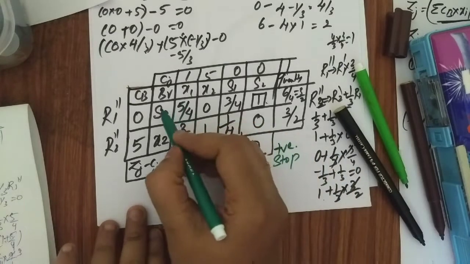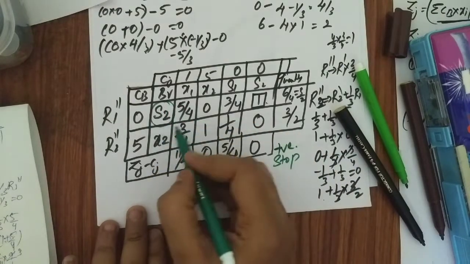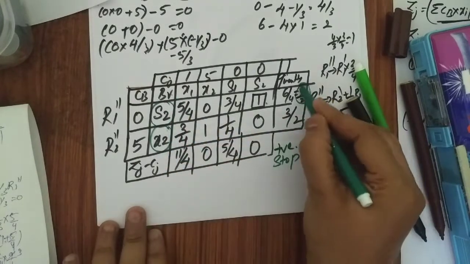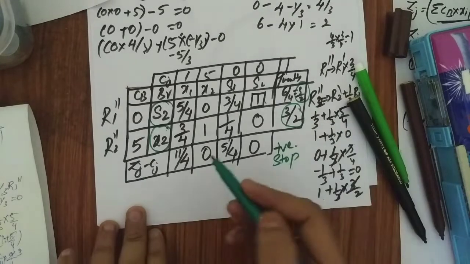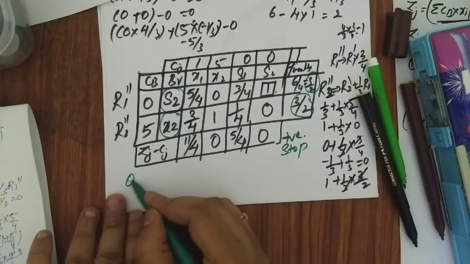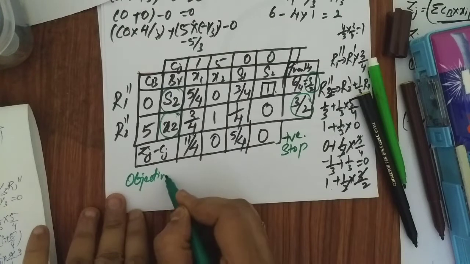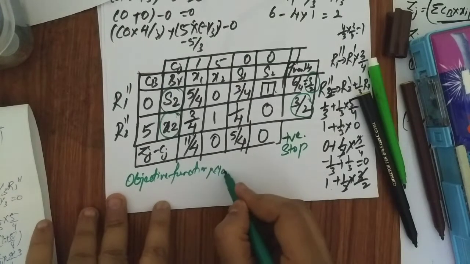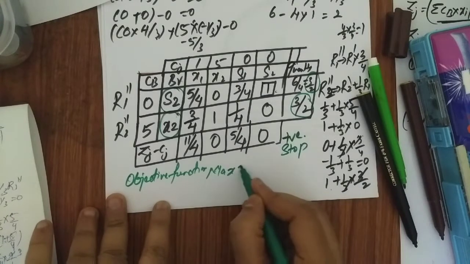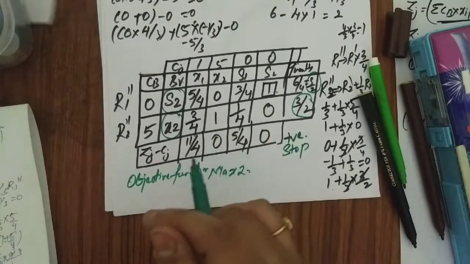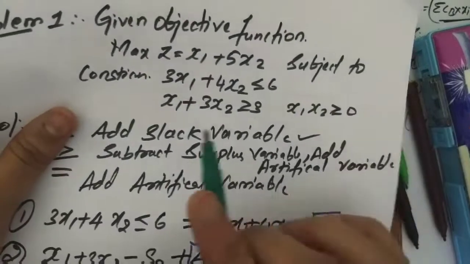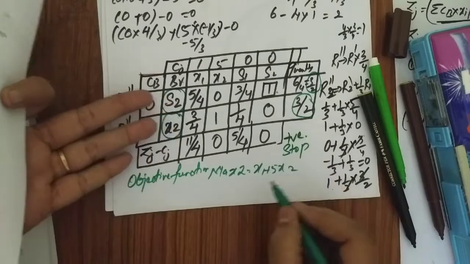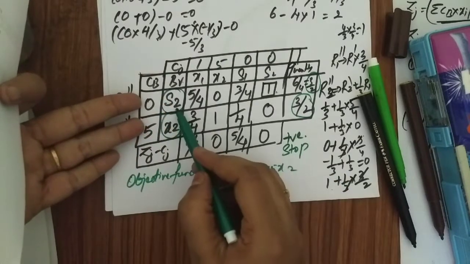So then what is the value we have got? See here. The basic variable corresponding to its quantity has to be written. But when it comes to objective function, actually we are finding maximization of objective function. So it is max z is equal to, the objective function was x1 plus 5x2. So x1 plus 5x2. We need x1, x2.